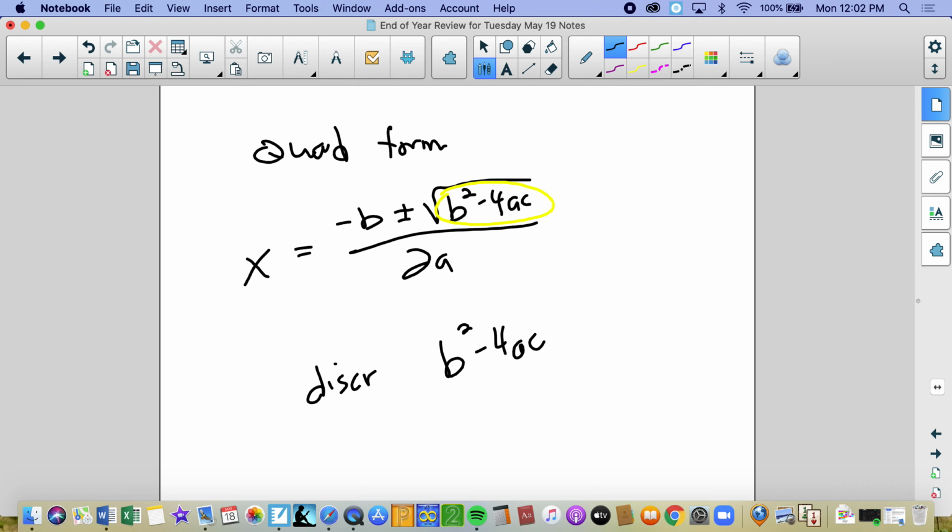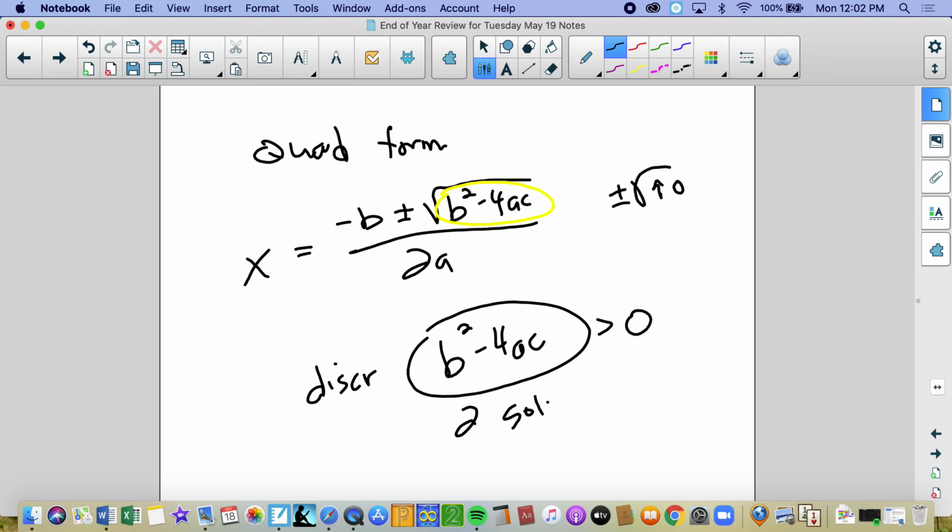Now we had talked about this a little bit earlier. When this value is greater than 0, that means we can take the square root of that value because we're going to get a value that is greater than 0. So we'll get two solutions, because we can always take the square root of that.